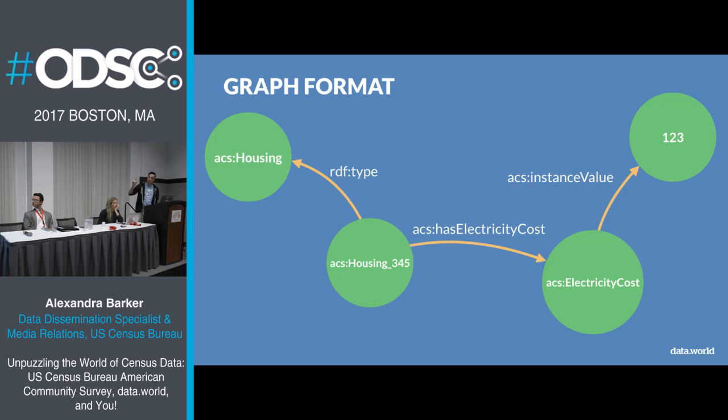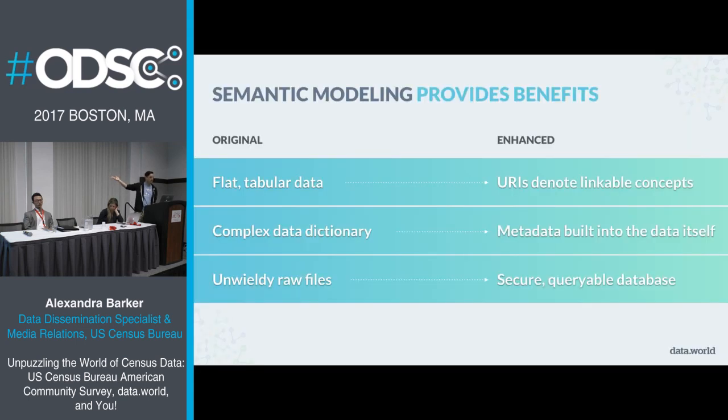So here's what an example looks like. Housing unit 345 is of type housing. It has electricity cost, this concept of electricity cost, and then that electricity cost is 123, okay? So doing this gives the data some new features. You've got URIs to denote these linkable concepts. You've got metadata built into the data itself, and it's all part of a queryable database.